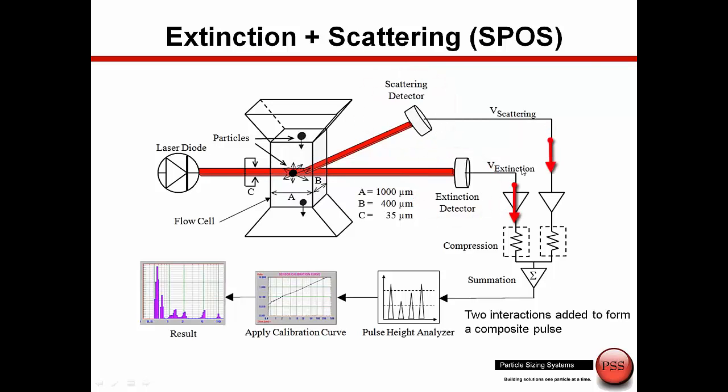We take these two signals, we compress them, combine them, generate a composite pulse, which is then fed into the pulse height analyzer. And now, using an extended calibration curve, we again build up the result one at a time and also generate the particle concentration information as we generate the result.